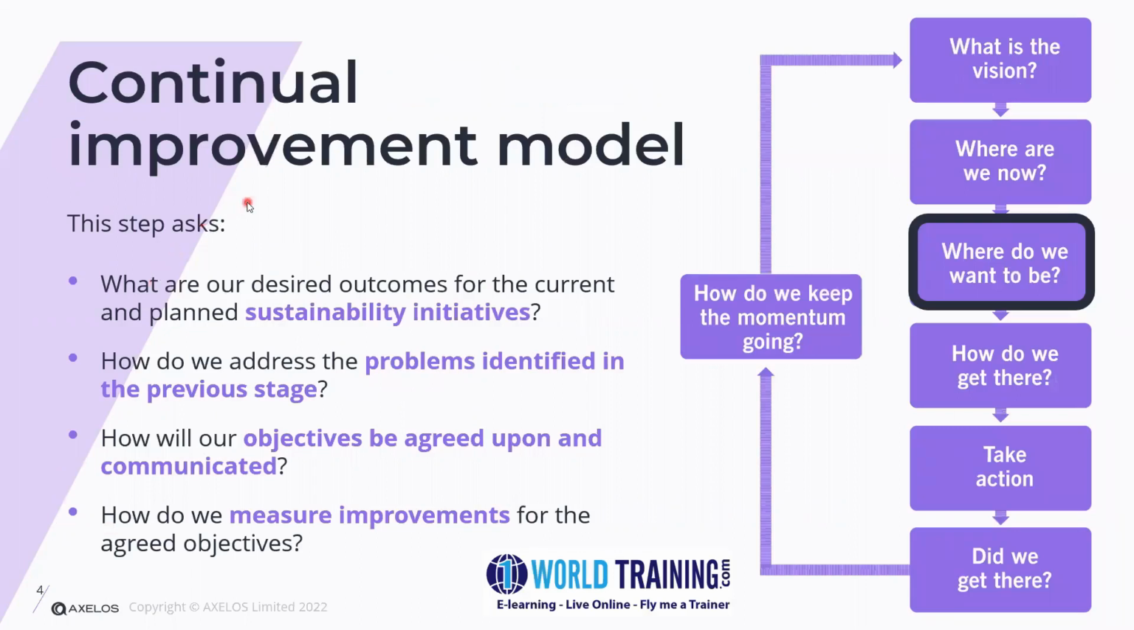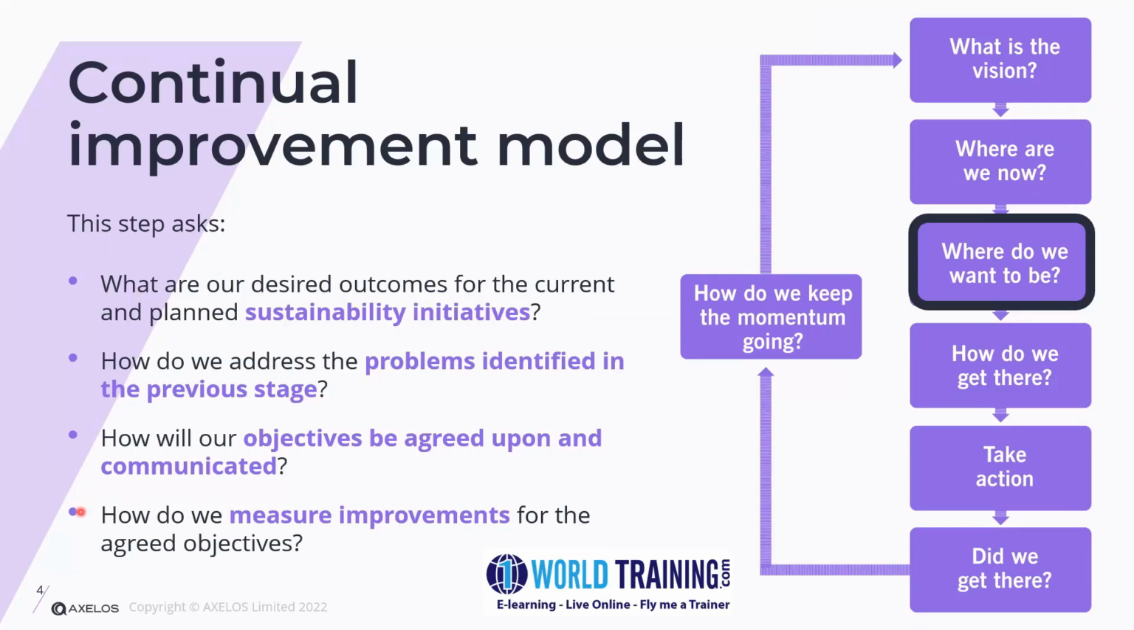But recollect that we are doing our sustainability journey using the continual improvement model of ITIL. In this step, we have the following questions to be answered. What are our desired outcomes for the current and planned sustainability initiatives? How do we address the problems identified in the previous stage? How will our objectives be agreed upon and communicated? And how do we measure improvements for the agreed objectives?